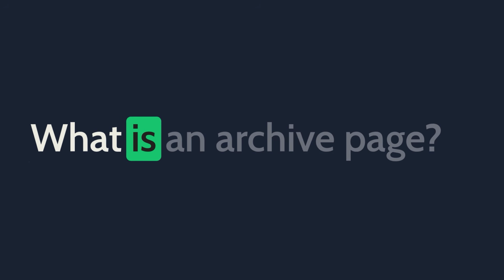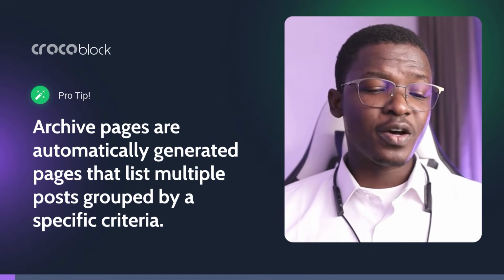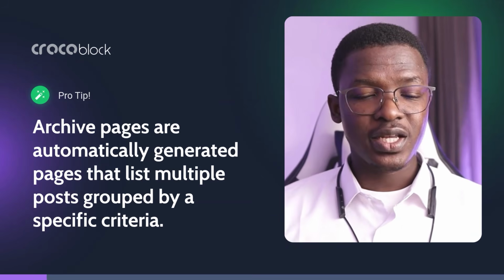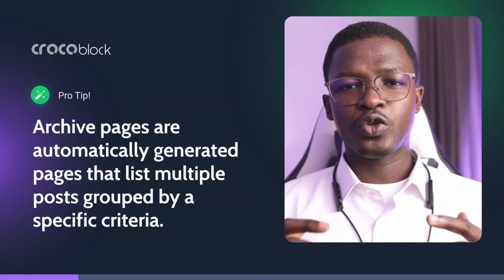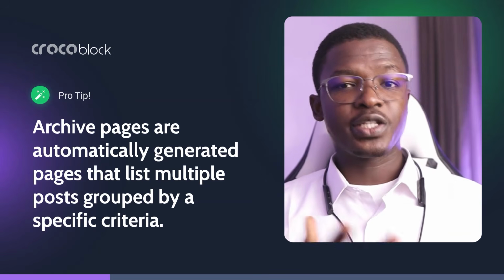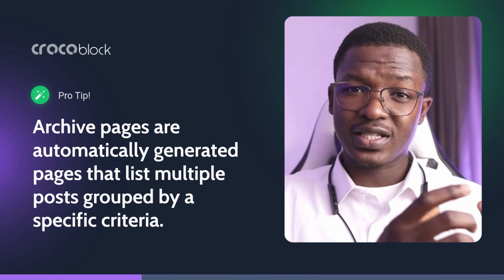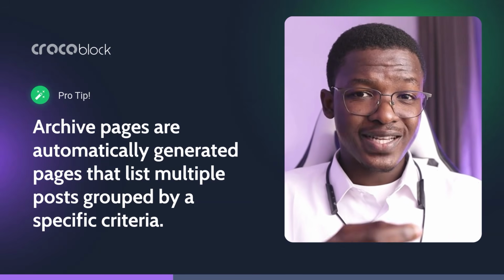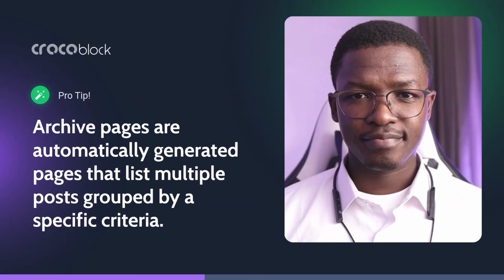What is an archive page? An archive page is a page that is automatically generated by WordPress based on a certain grouping criteria. So you may ask, like what? I showed you an example. You create a post type, you load up that post type using the same slug in the front end, and whatever loads inside of that URL is an archive page generated on the fly.